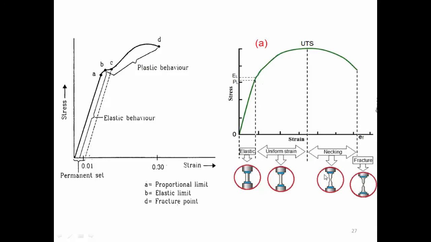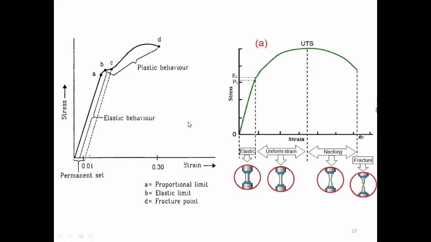Rather, there will be localized stretching, so this part will experience much more stretch compared to the other part. The thinning at this zone will be much higher, and so a neck will form. Ultimately the thinning of the material will increase, and a stress comes where the material will fracture, and this stress is called breaking stress. The stress up to which the material was experiencing uniform strain is called ultimate tensile stress. Beyond this ultimate tensile stress, the material experiences necking, and ultimately it will fracture.